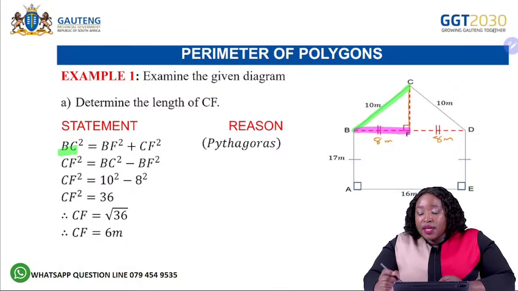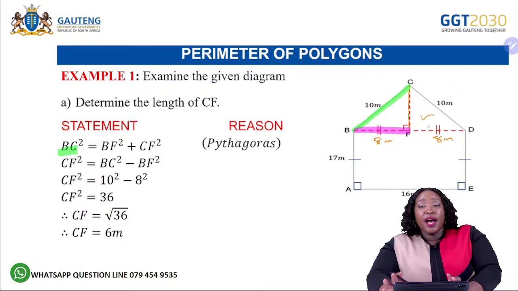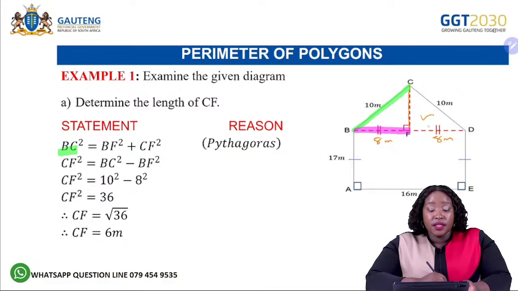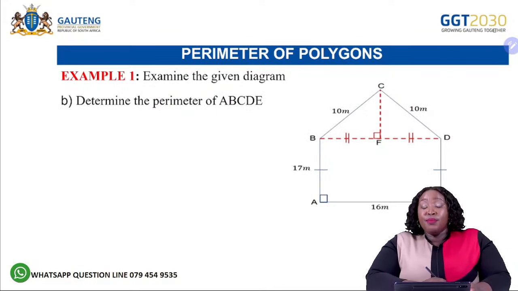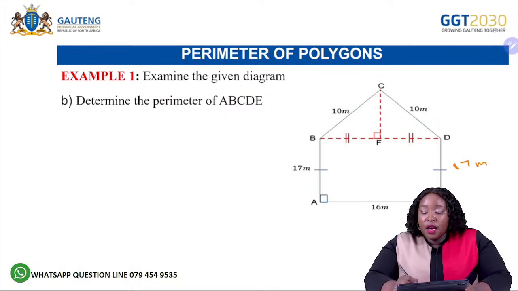All right. One thing I need to clarify is you could have also used this triangle CDF. That would have also been acceptable because CF is a common side between triangle BCF as well as CDF. Okay. So now we have answered the first question. We're going to look at the next part of the question. It says determine the perimeter of the whole shape. So perimeter of the whole shape requires that we add all the sides. So that means this 17 meters will also be 17 meters that side. So you see now we have all the lengths.